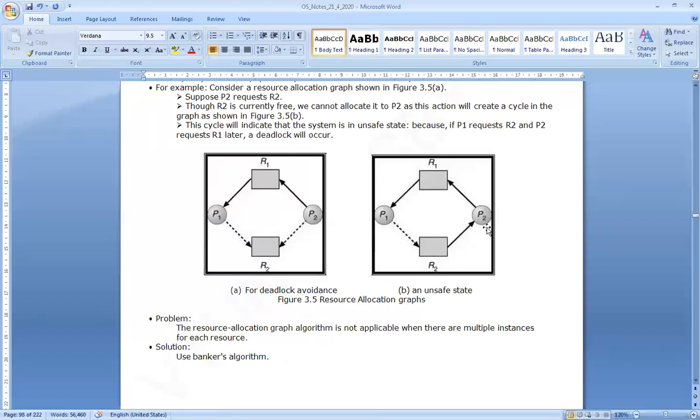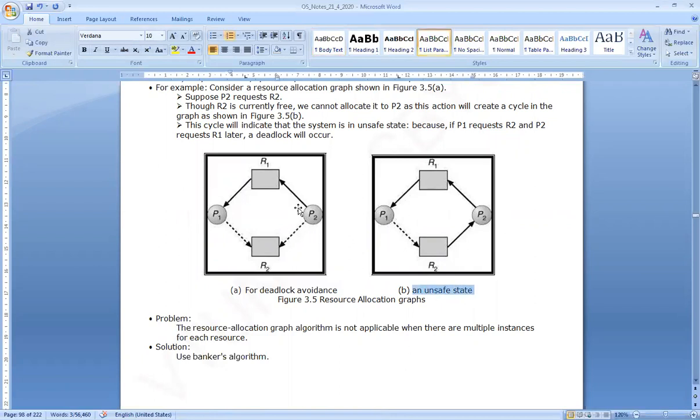So what we are doing here is, process P2 is already using the resource R2, and it is requesting the resource R1, whereas the resource R1 is already used by the process P1. If this is the case, we have a circle, as you can see here: starting from process P1 we go to R2, then process P2, then R1. If there is a circle, then it is called an unsafe state.